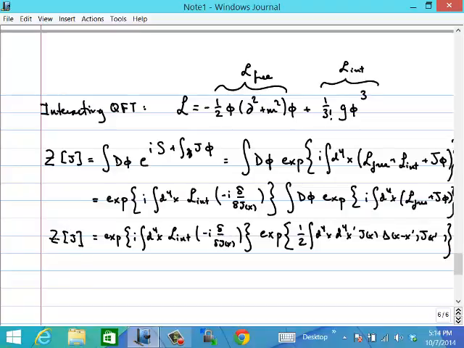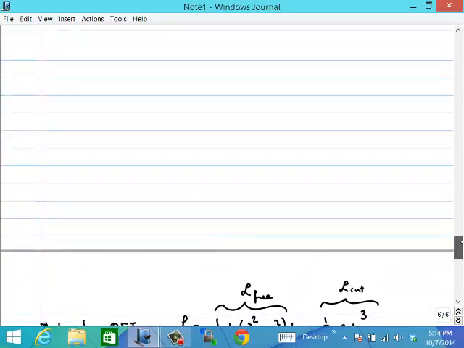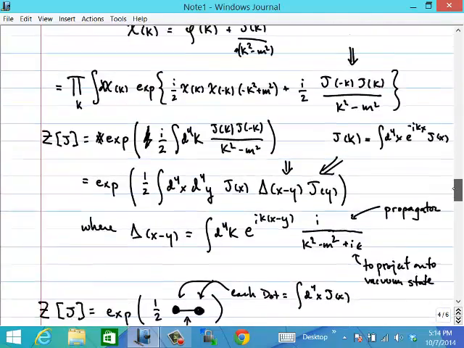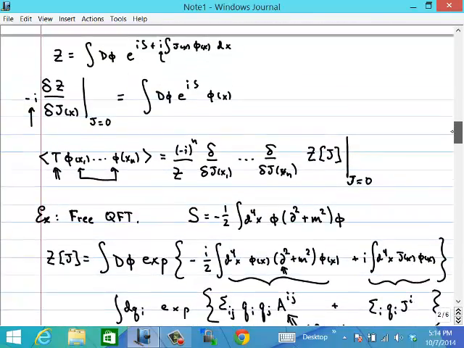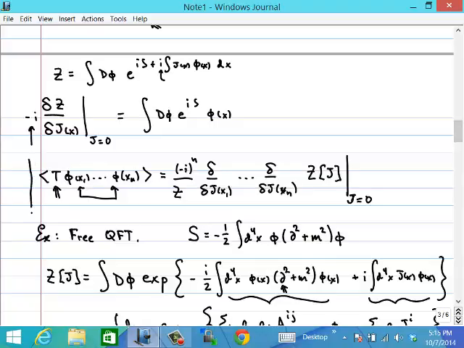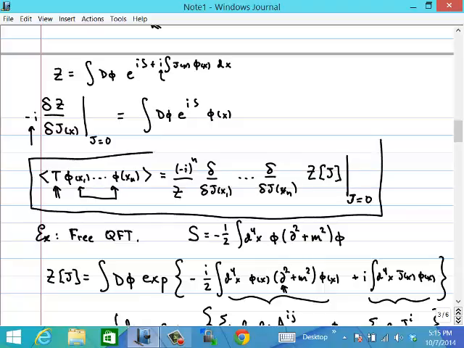So is it clear what I'm doing here? In the interaction term, I imagine just computing that by calculating expectation values in the free theory. So the point, which is what we really argued up here, is that every time you want to bring down a factor of phi of x in this path integral, all you need to do is take a derivative with respect to j. Okay.